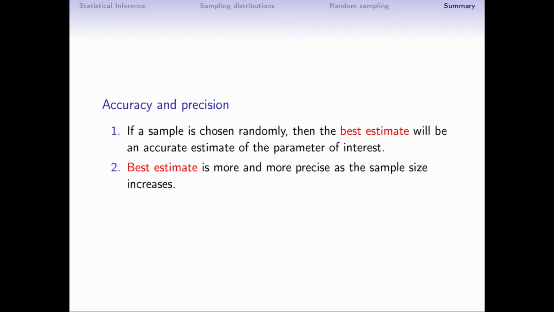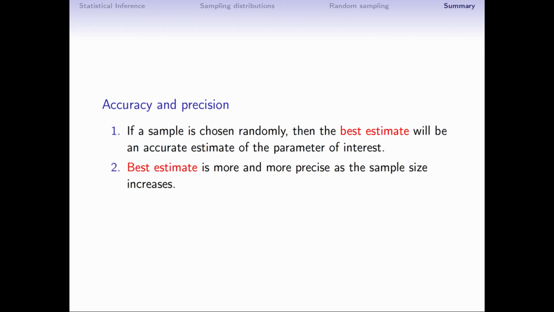If a sample is chosen randomly, then the best estimate will be an accurate estimate of the parameter of interest. It's not going to be right on the parameter of interest, but we know that on average it will be correct. Okay, so it'll be sometimes to the left, sometimes to the right, but on average it will be correct. So random sampling gives us a best estimate that is accurate. Finally, our best estimate is more and more precise as the sample size increases.